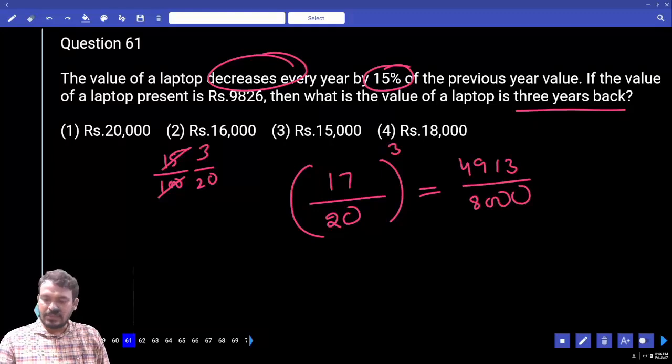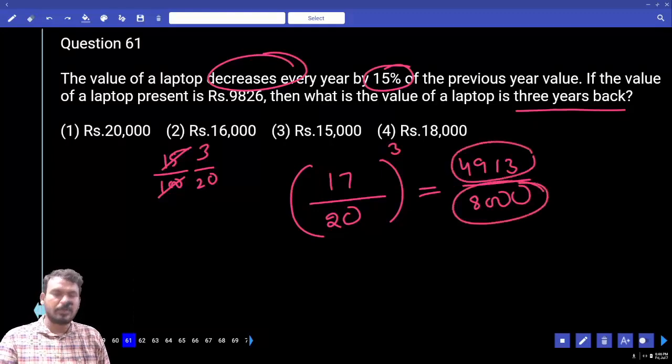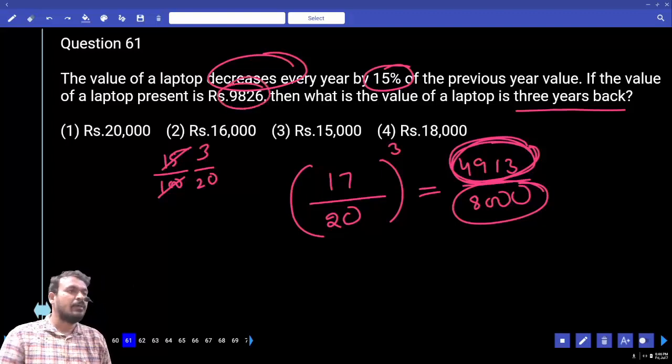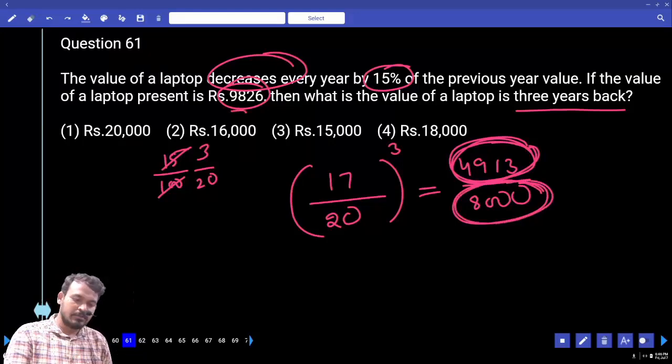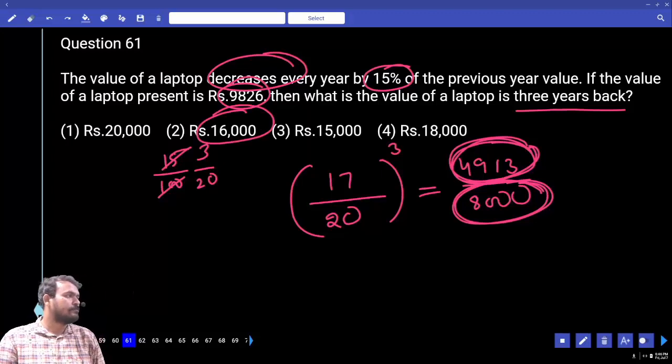8000. Means 3 years ago, how many parts? 8000 parts. At present how many parts? 4913. In place of 4913, how much value is given? 9826. Exactly double. Then the answer also is 8000 double. What is the answer? 16,000.